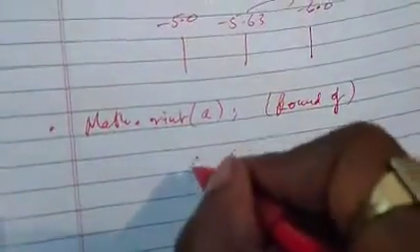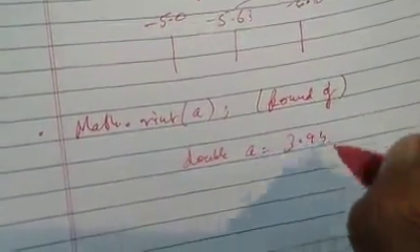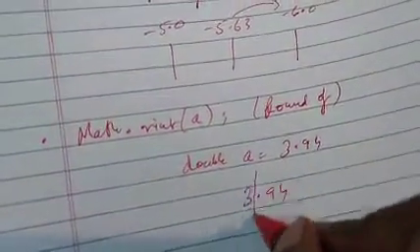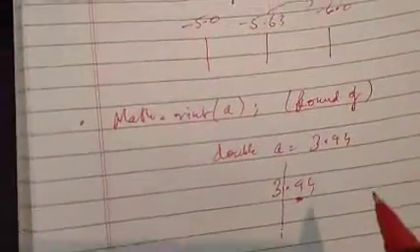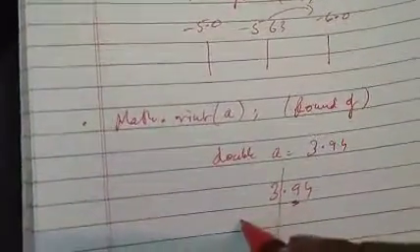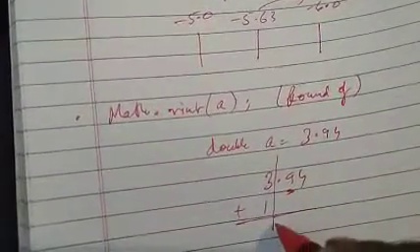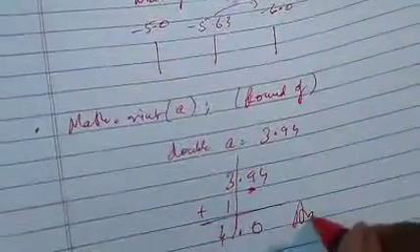So suppose double a equals 3.94. It takes 3.94 and considers the first digit after the decimal point. You know the rules for approximation: if the first digit after the decimal point is 5 or more than 5, then 1 will be added; otherwise 0 will be added. Since 9 is greater than 5, 1 is added, and therefore the answer is 4.0.